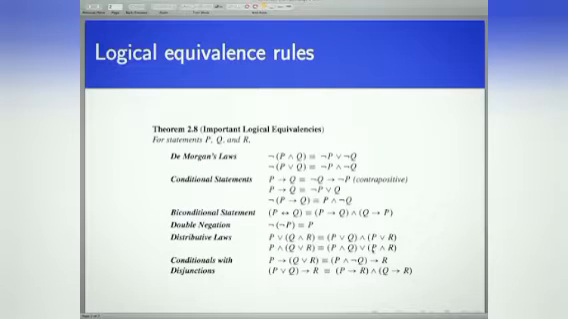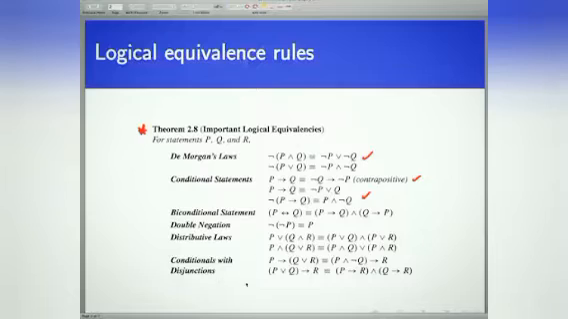Here are some facts that we've learned about logical equivalence, and all of these have been established with truth tables, and they're all collected at the end of your section 2.2 in what's called Theorem 2.8, important logical equivalencies. Again, all of these were established by truth tables earlier, and you're familiar with these. Here's De Morgan's laws. Here's the contrapositive of a statement being equivalent to its original. Here's the negation of a conditional statement, and a bunch of other stuff that you've seen.